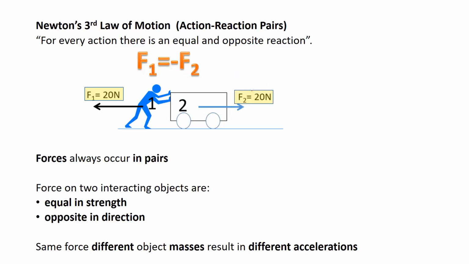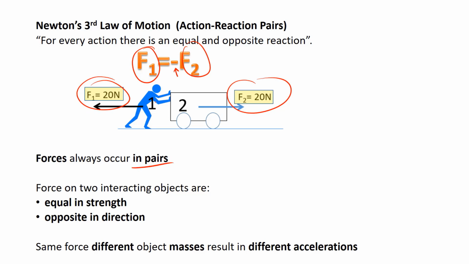So let's take a look closer at the law. Mathematically stating, the force of one is equal to the force of the other, but mathematically stating also, there's a negative, which means opposite direction. So if this guy's pushing that cart with 20 newtons to the right, the cart is pushing the guy with 20 newtons to the left. Forces always occur in pairs.